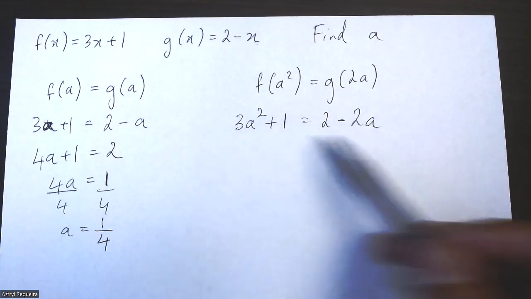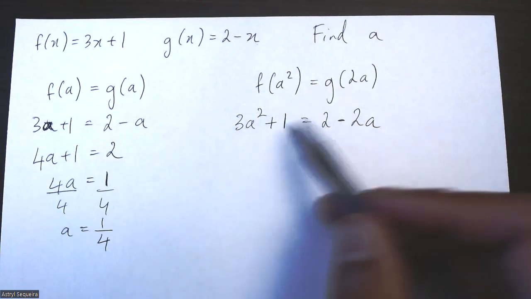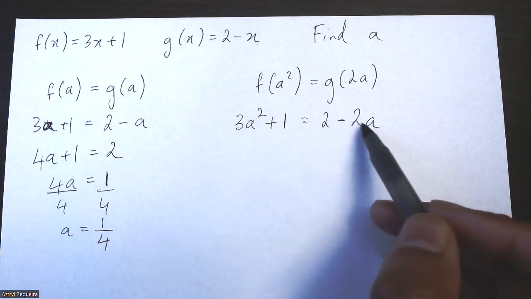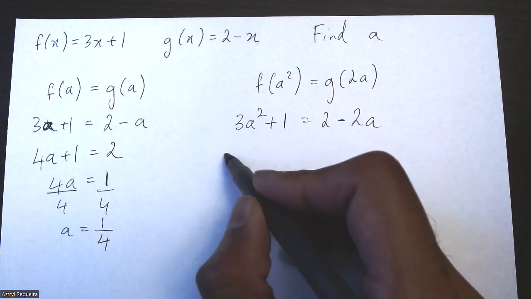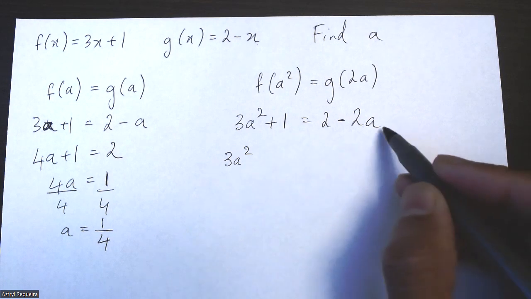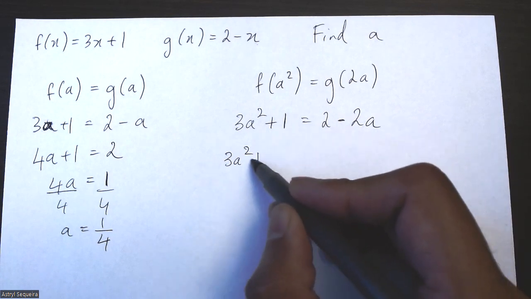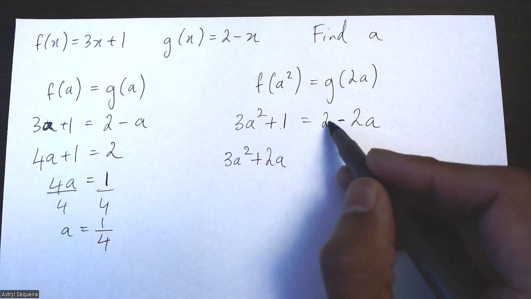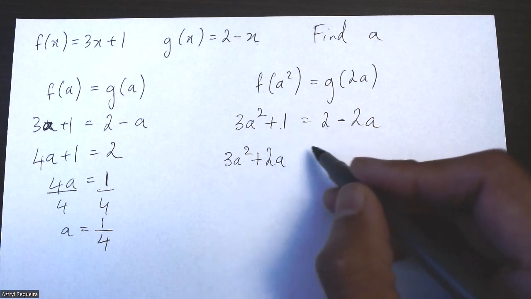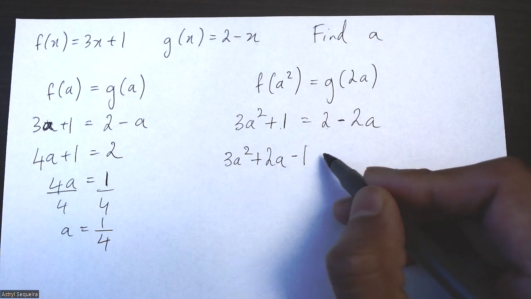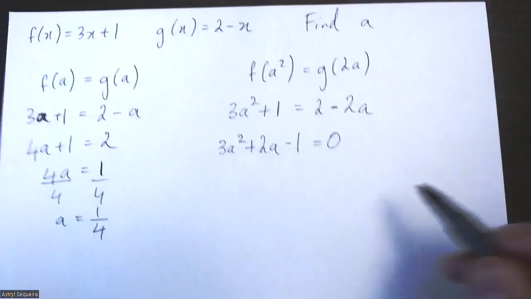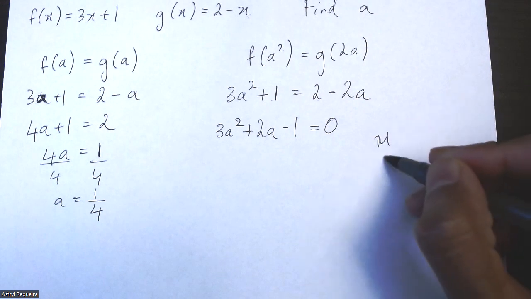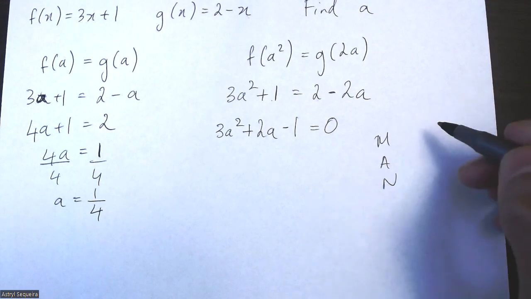This is a quadratic equation over here. To solve a quadratic equation, you need to bring everything to one side. So I'm going to move these two terms to the left side. So I have 3a squared. When I move the negative 2a, it becomes plus 2a. And 1 minus 2, when I move this, it becomes negative. 1 minus 2 is negative 1. This equals 0. So now this is a complex trinomial I need to solve with my man method.